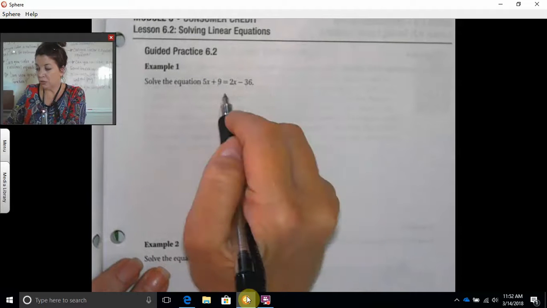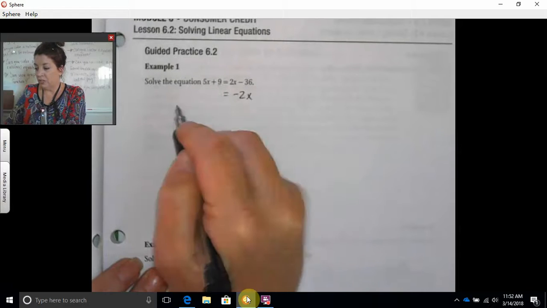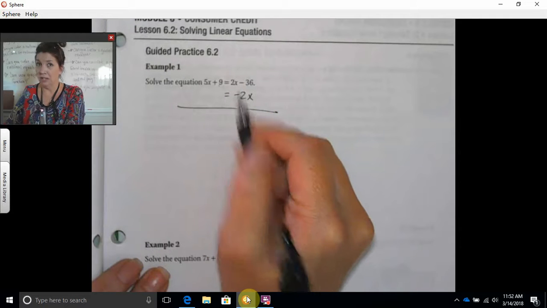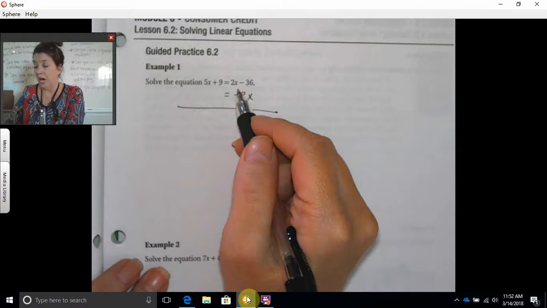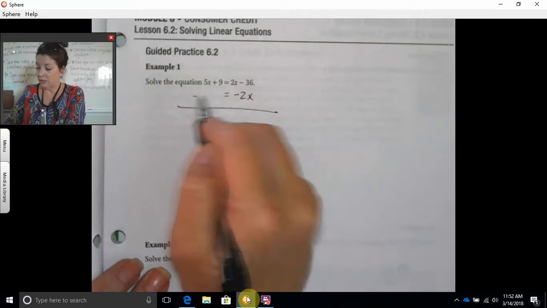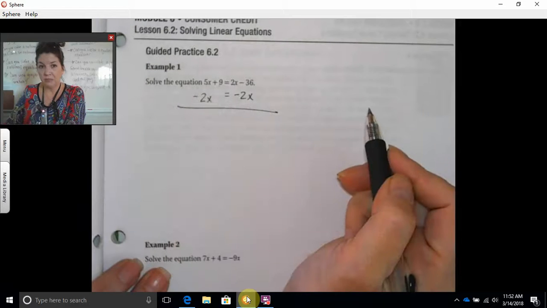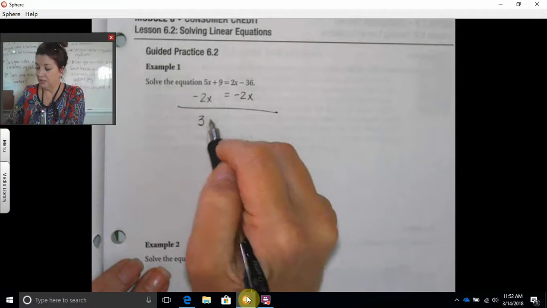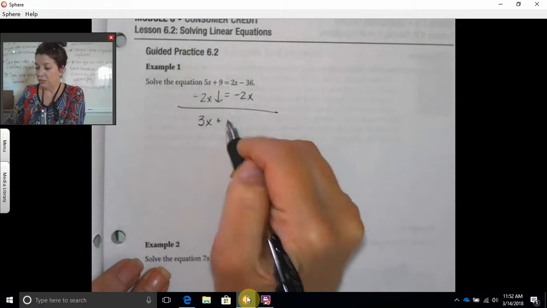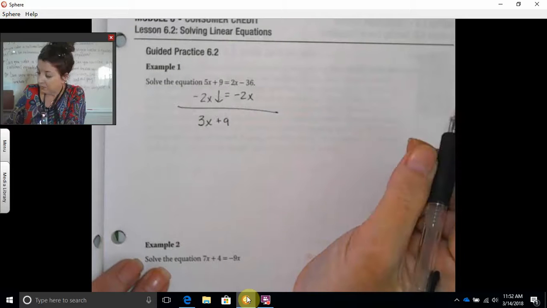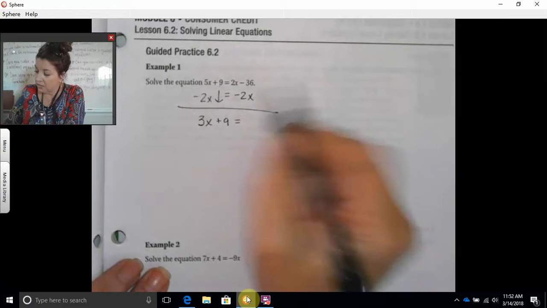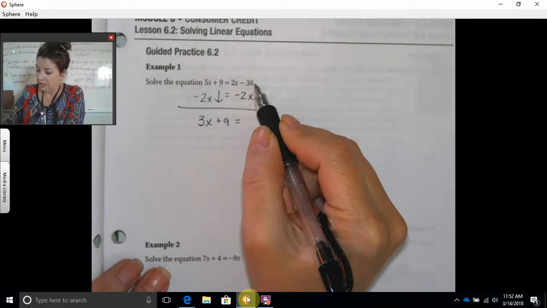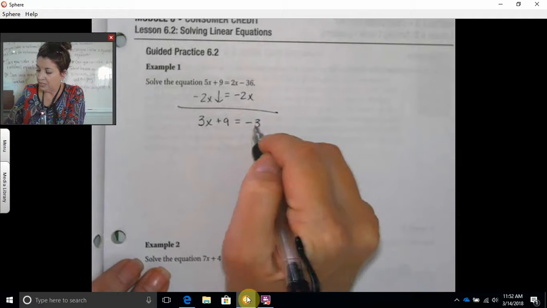Subtract it. Because if I want 2x to turn into 0 on the right, if I add 2x, that's going to make it 4x. I don't want to double it. I want it to go away. So I have to subtract 2x from both sides. On the left side, combining like terms, 5x minus 2x is 3x. The plus 9, I'm just going to drop it like it's hot. Equals, on the right side, 2x minus 2x is 0. And do I bring down 36 or negative 36? Negative 36.